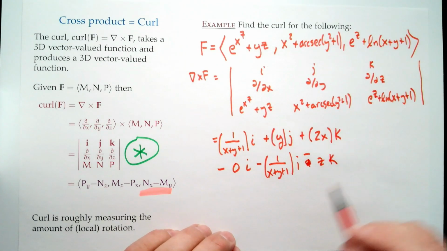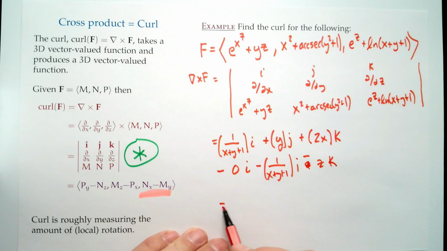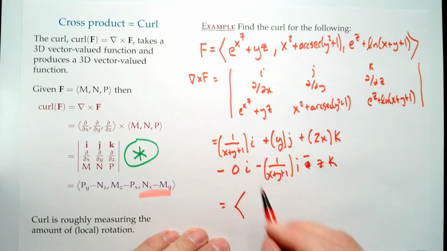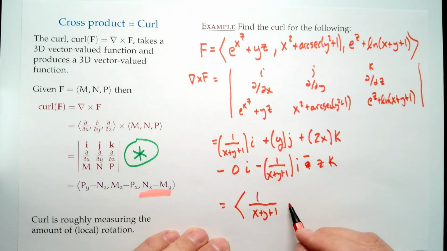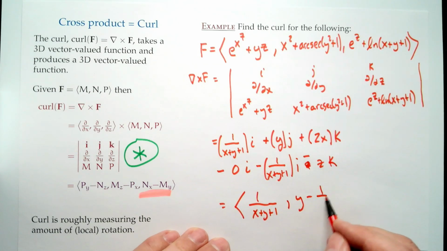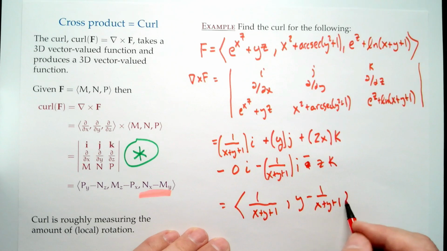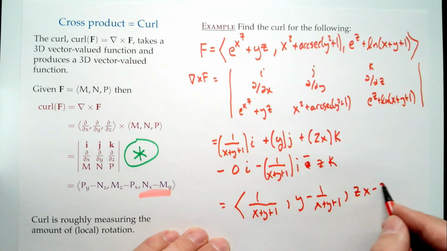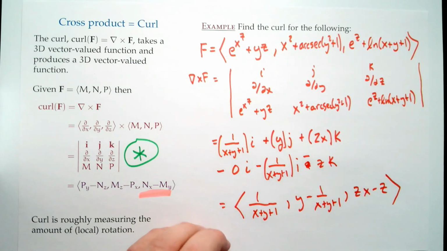And so our final answer is the following. We put everything together. 1 over x plus y plus 1, comma, y minus 1 over x plus y plus 1, comma, zx minus z. So that is our curl.